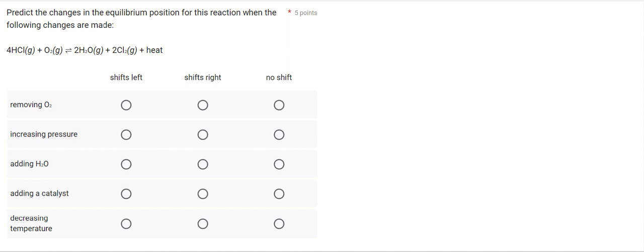All right, predict the changes in equilibrium position for this reaction. This is a reversible reaction, and we're told that it's at equilibrium. What that means is the rate of the forward reaction is equal to the rate of the reverse reaction. And this question is all about Le Châtelier's principle, which says if a stress is applied to a system, then the system will try to undo that stress.